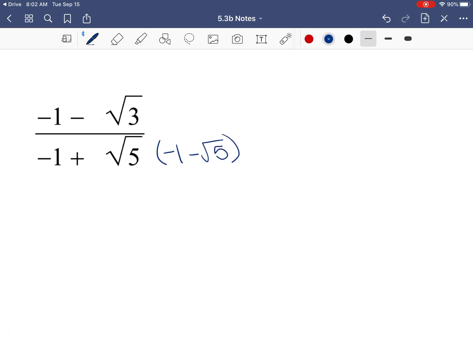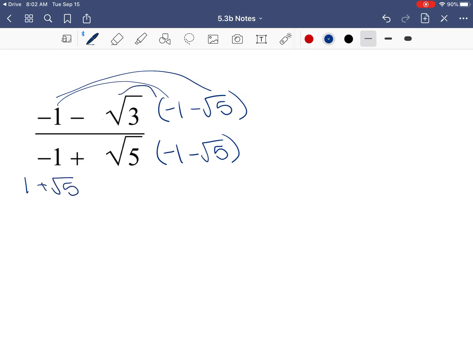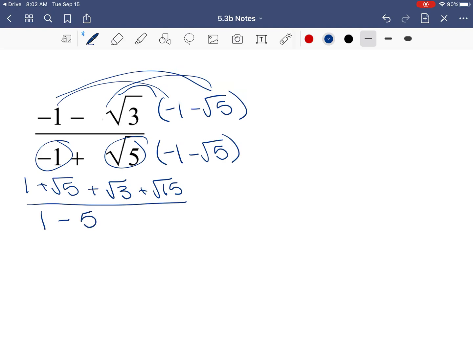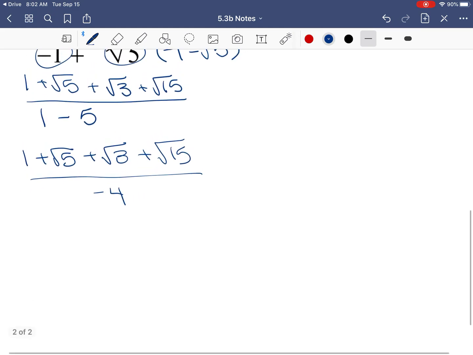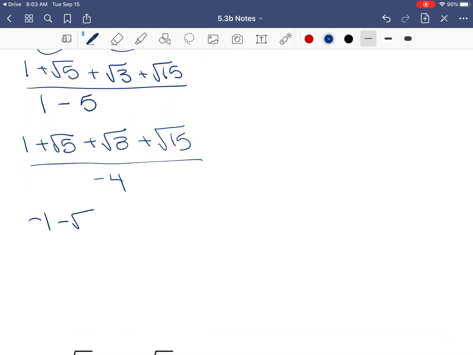Next one again, so negative 1 minus the root of 5, and we're going to multiply the numerator by the same thing. So distribute, first, outside, plus root of 5, inside, plus root of 3, and last, plus root of 15, over, again, our difference of squares is always going to be the first term squared minus second term squared. So this would be 5. Simplify wherever we can. In our numerator, we can't at all because there's no like radicals. All over negative 4, and then we just want to distribute or divide that negative through. So negative 1 minus root of 5 minus root of 3 minus root of 15 all over 4.